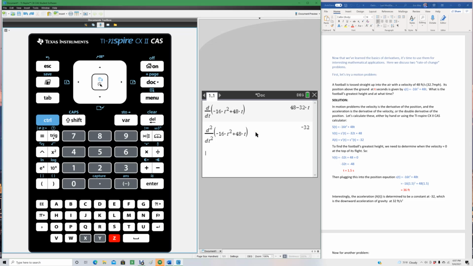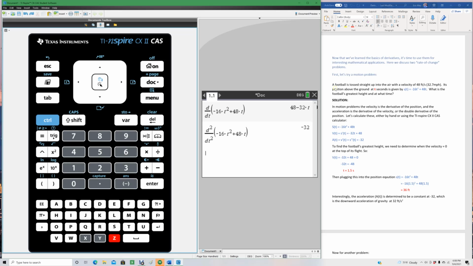Today we're going to go further into our discussion of derivatives and provide some real-life examples of how you can apply them. Let's use two motion type problems and we will discuss what we call a rate of change problem. First, let's try this at top here.